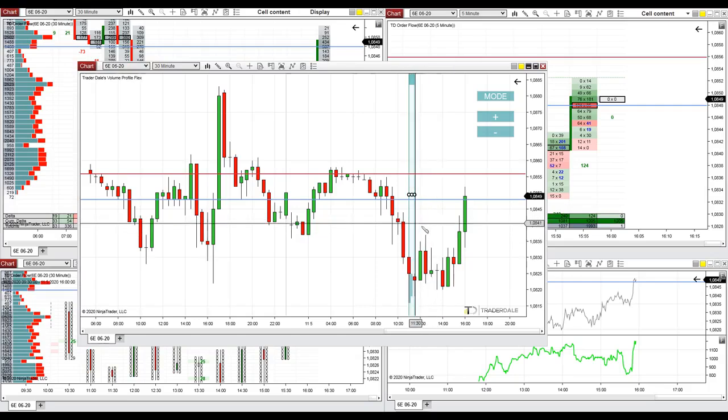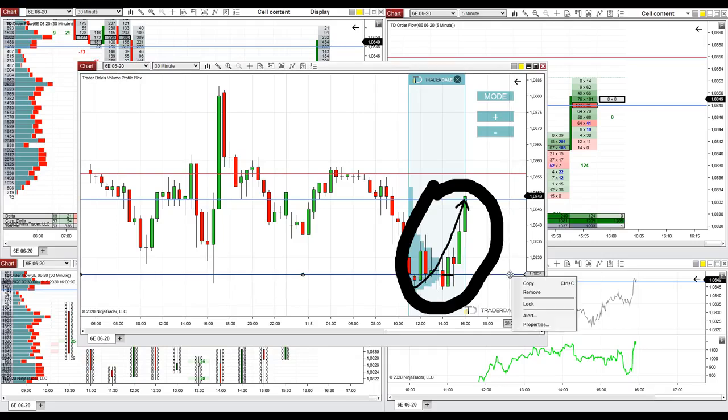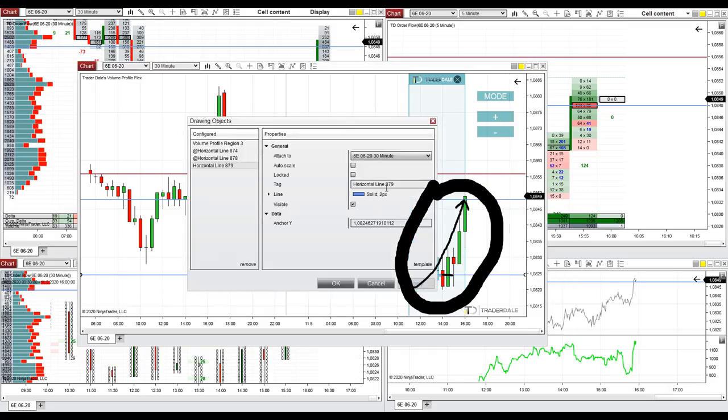So what I'll do, print the profile over this area, over the area where the price went upwards and hit the resistance. Now the heaviest volumes are in here, 0824. So in ideal case, this could be the take profit. So I'll mark it in green.